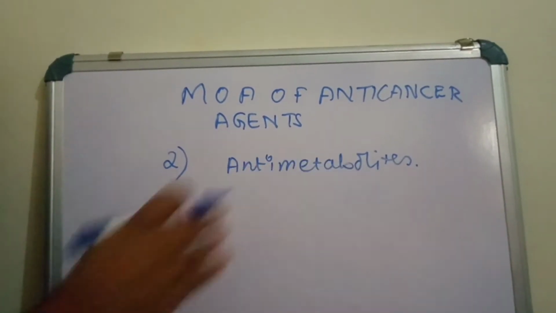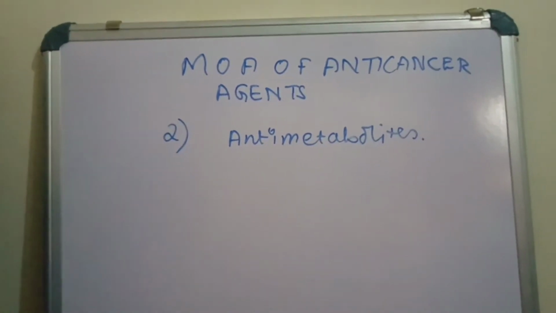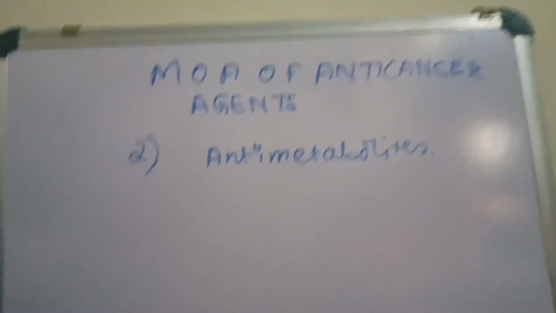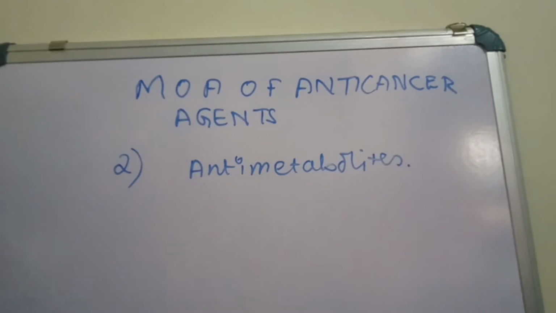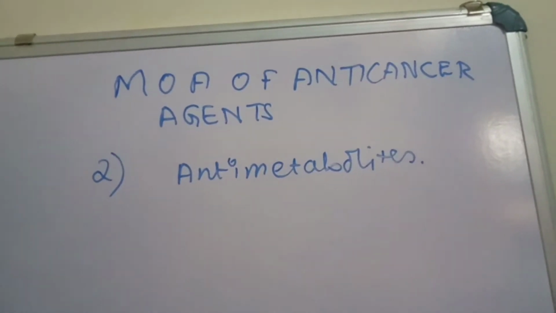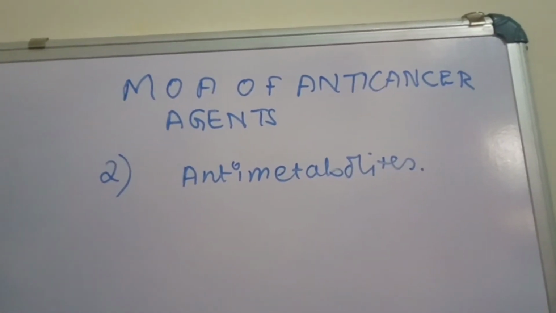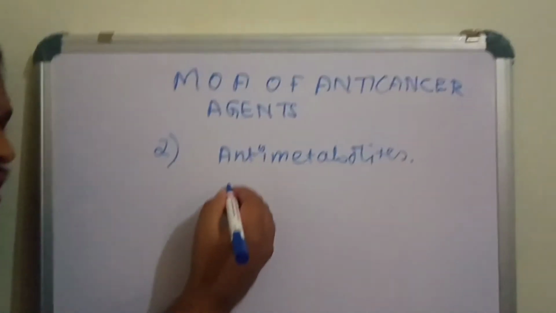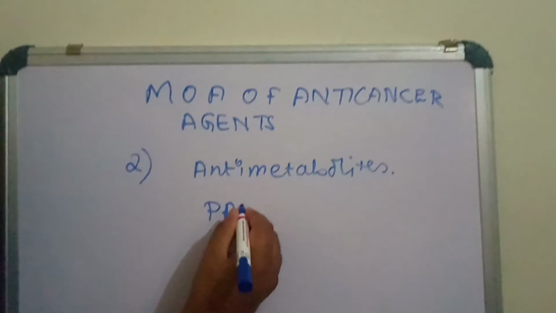Antimetabolite classes are folate antagonist, that is folic acid antagonist, purine antagonist, and pyrimidine antagonist. You already know these, as I have discussed them in my previous video. Now I will tell you the pathway by which these antimetabolites act.